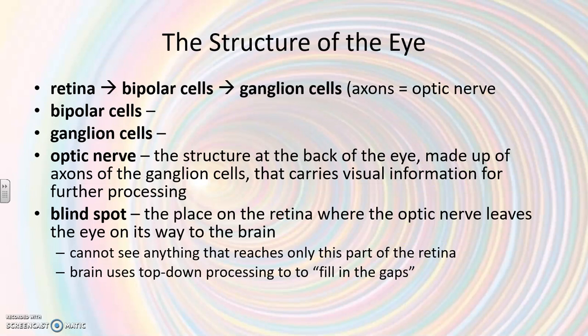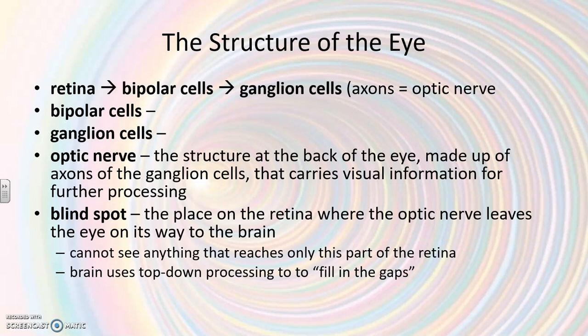In the later part of the eye, it goes from your retina to the bipolar cells to the ganglion cells, and then the optic nerve. What I want you guys to do is define bipolar and define ganglion cells, and make sure you get those down, because they are super important. Next, you have your optic nerve, which is a structure in the back of the eye, made up of ganglion cells that carries information to the back.